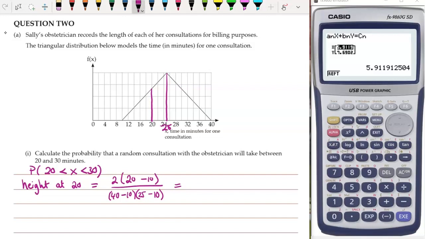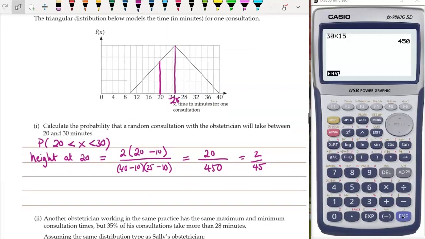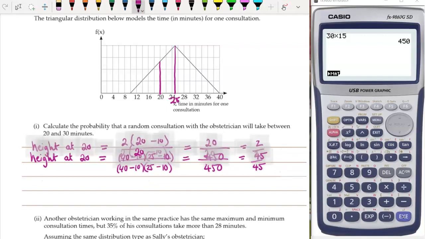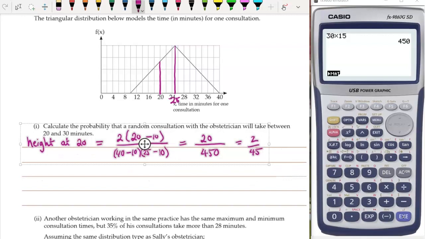So 2 times 20 minus 10, or 20 minus 10 is 10, times it by 2, we've got 20. On the bottom, 40 minus 10 is 30, 25 minus 10 is 15, so we have 30 times by 15, which is 450, so that comes to 2 over 45. We'll leave it as a fraction. I'm just going to move this up. I can see I haven't got a huge amount of space. We're going to do a similar thing, so at 30 minutes.